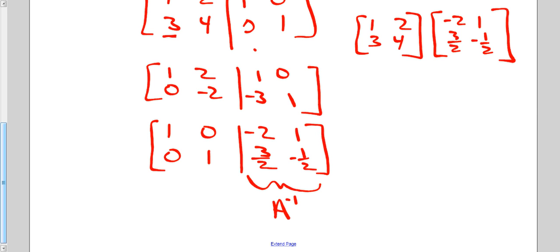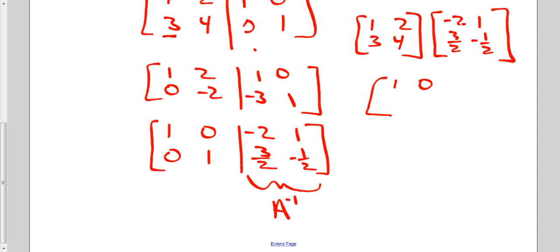So the new matrix is going to be this, let me get my eraser thing. This times this plus this times this, right? So 1 times negative 2 is negative 2 plus 2 times 3 halves. So negative 2 plus 3 is 1. Now, for this entry right here, 1 times 1 plus negative 1/2 times 2. Get 0, right?